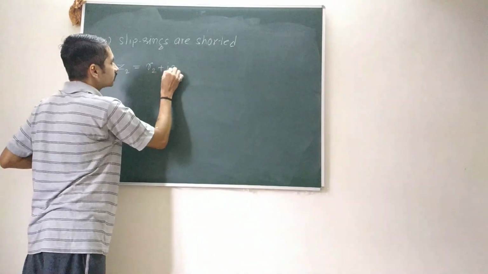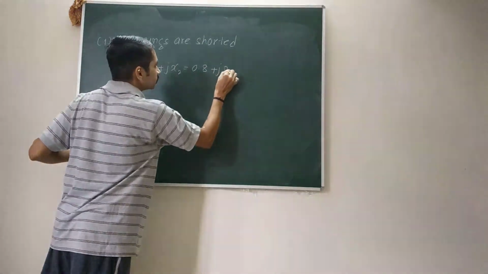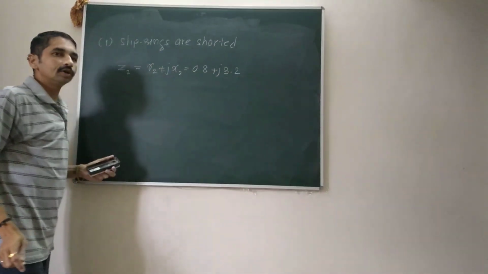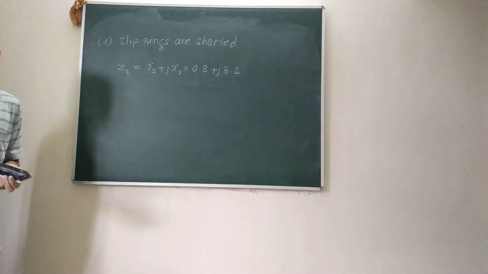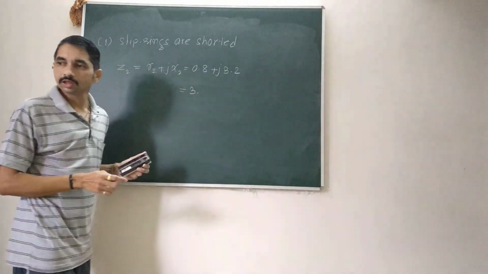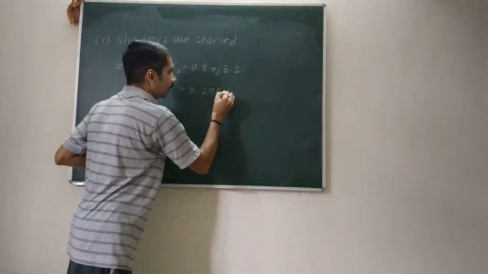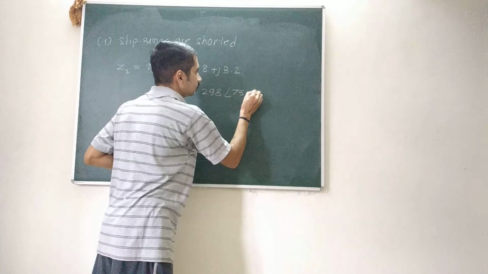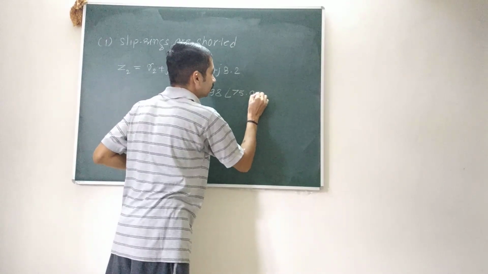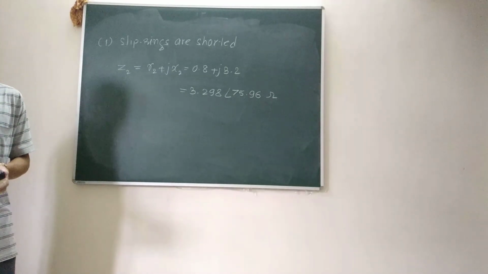So I can write down the rotor impedance per phase as R2 plus jX2. So it is 0.8 plus j3.2. If I convert this expression into polar format, I am getting the answer as 3.298 at an angle of 75.96 degrees ohm.